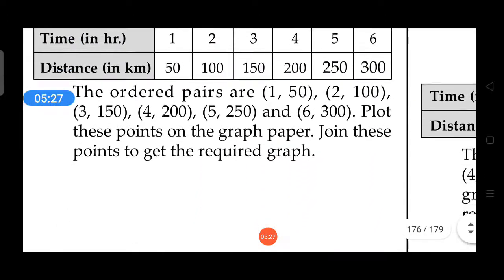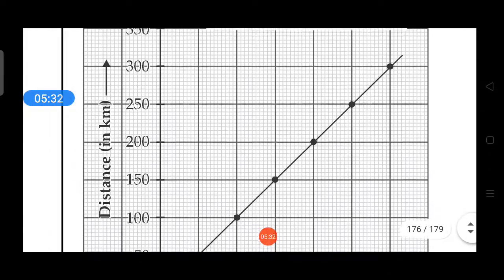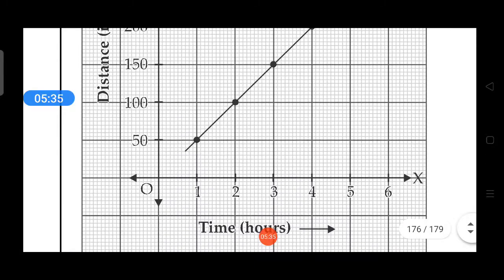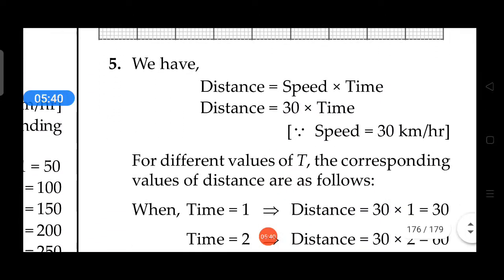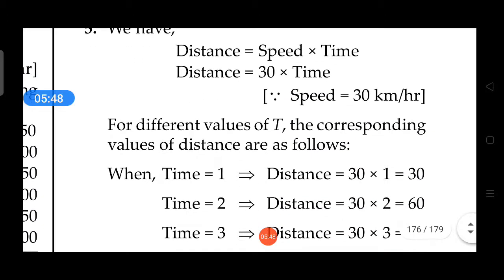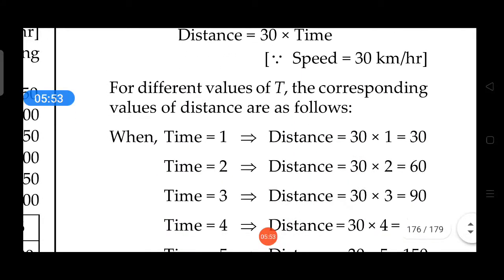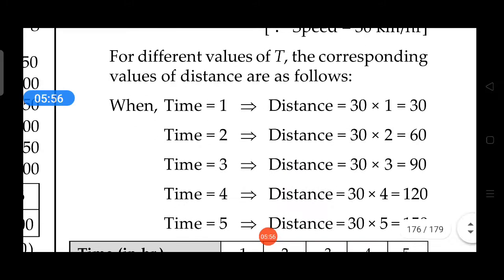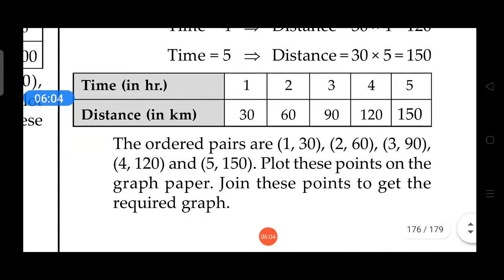And after that we will plot the graph, so that also will give us a linear graph. Okay, so distance on y-axis and time on x-axis. Question number 5. So here also same method, just go through it. Distance is equal to speed into time, so here distance will be 30 into t. Time 1, 2, 3, 4, 5 and distance 30, 60, 90, 120 and 150, and we can write the ordered pairs.